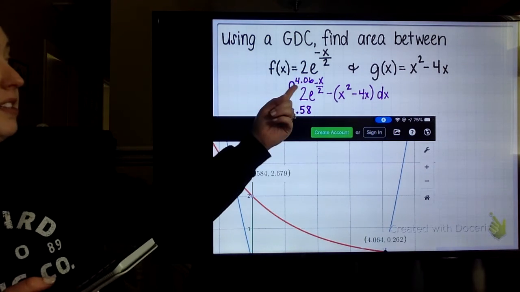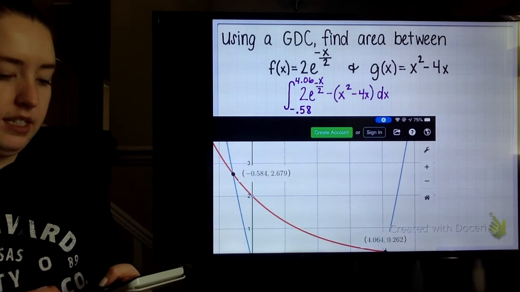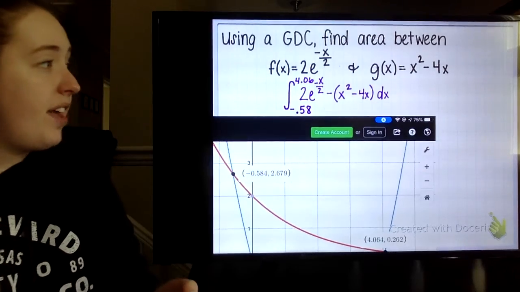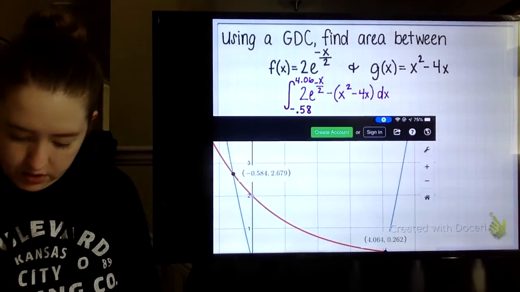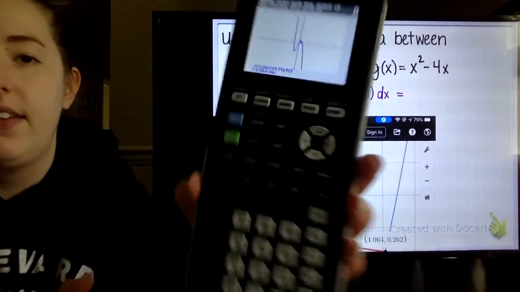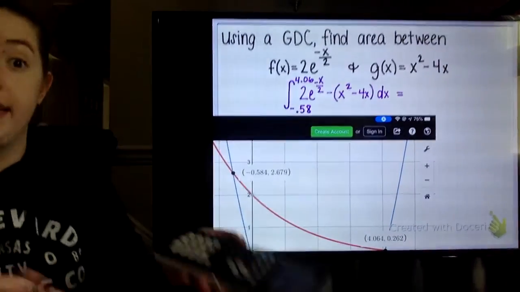And the upper limit is at 4.06. Press enter. And then it will let us know that that integral is equal to, I'm getting 14.7419, and so on. I hope you're getting the same thing.